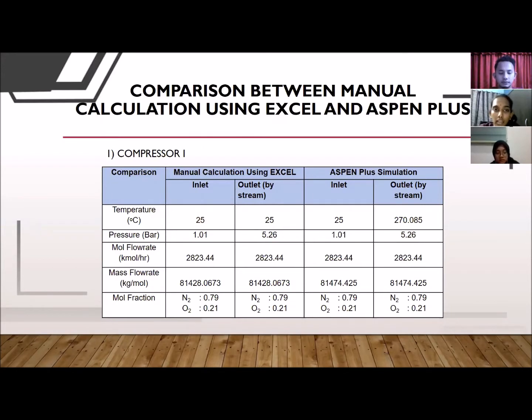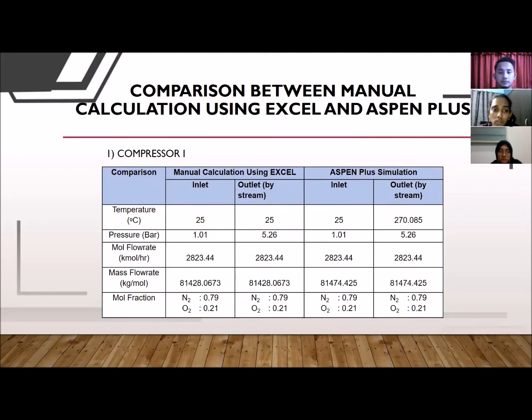From both calculations, we found that the outlet temperature differs. This is because of the type of compressor used. In Excel, we use an isothermal compressor, hence we assume that the inlet and outlet temperatures remain constant. However, in the Aspen Plus simulation, we used an isentropic compressor. An isentropic compressor is an adiabatic compressor, hence the temperature changes in the outlet stream.